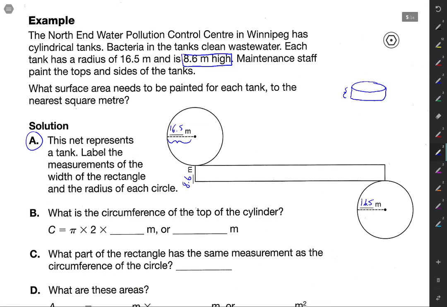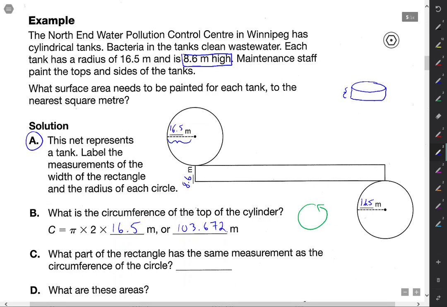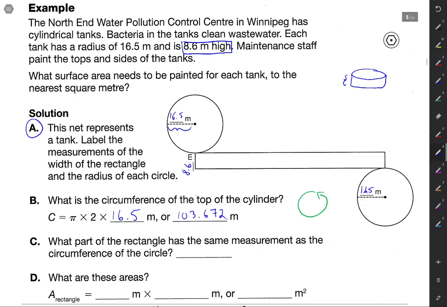Now let's start off with finding the circumference of the top of the cylinder. Now remember, the circumference is the distance all the way around a circle. And this measurement here is going to help us with the surface area, and we'll see that in the next step. So the formula for circumference was pi times 2 times the radius. So in this case, pi times 2 times 16.5. And if we plug that in our calculator, we get 103.672 meters.